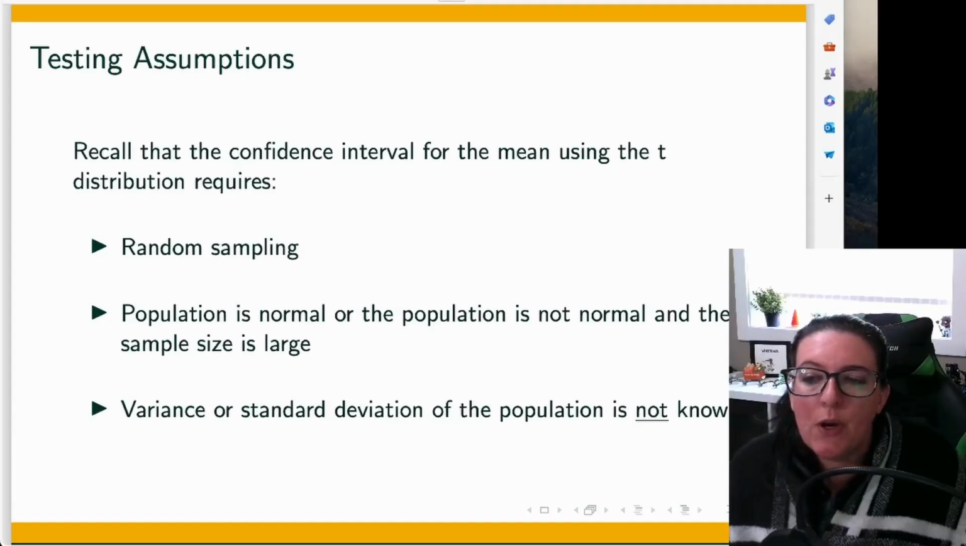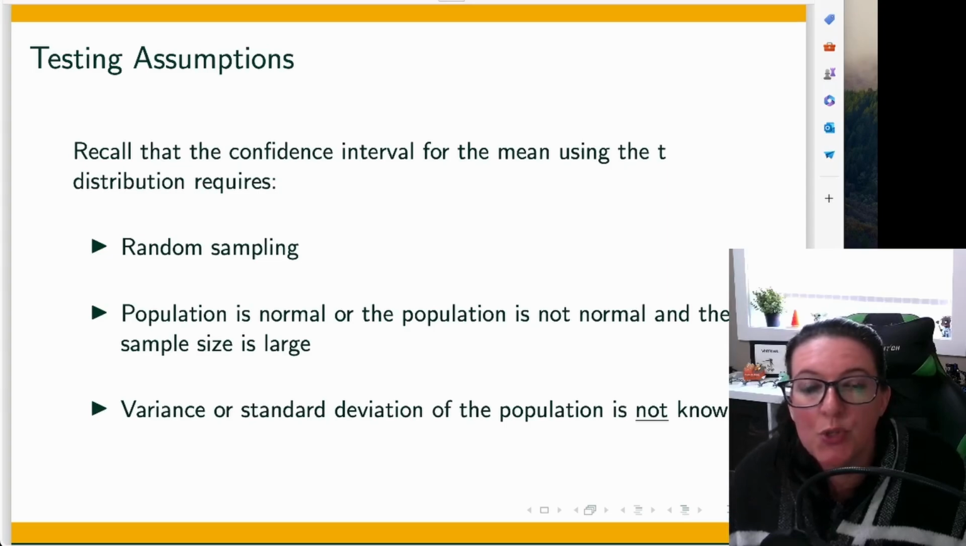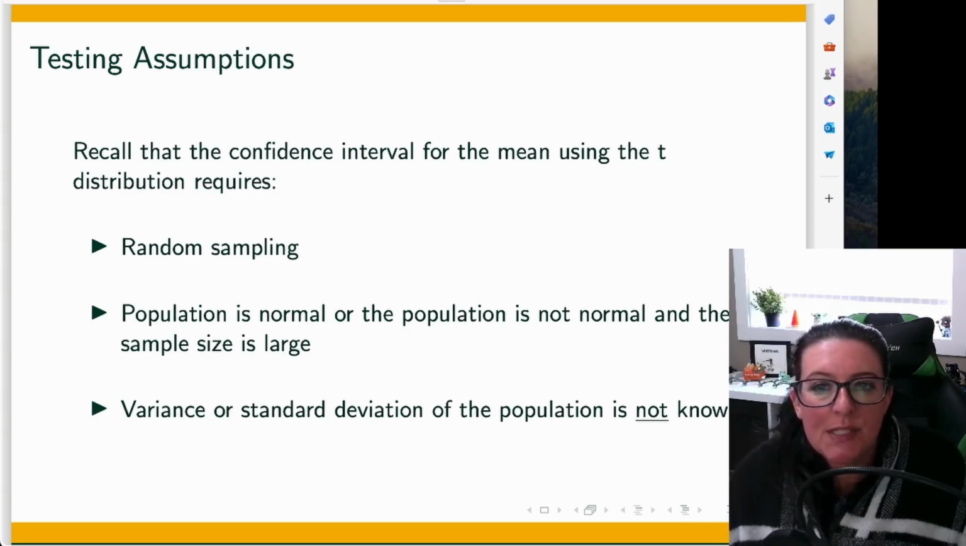In our previous video, we were looking at confidence intervals for means where the variance or standard deviation of the population was not known. So we were using the student's t distribution. Now, if you're going to use the student's t distribution, you need to test the assumption of normality. So the confidence intervals for t use t distributions.